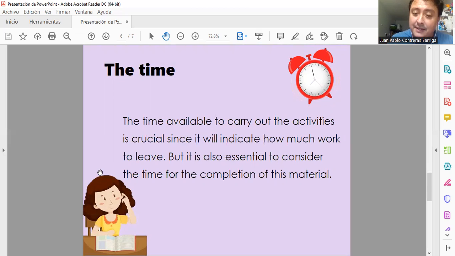The time availability to carry out the activities is crucial, since it will indicate how much work they can do. But it's also essential to consider the time for the completion of the material. So they need to understand that when we're designing it, how much time it will take for us to develop all the activities, or for the students to practice on their own, or if they're going to do something by themselves, if they're going to collaborate, how much time it will take to finish the activity.